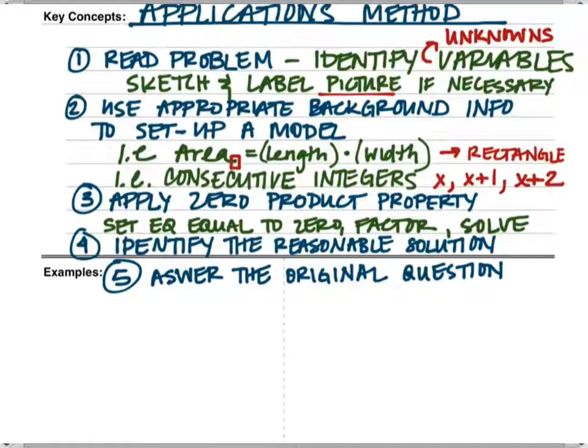method. So first we want to read the problem, making sure we can sketch and label a picture if necessary, identifying the unknown items. Then using appropriate background info, so if there's a model, some type of formula that we need. We can go ahead and apply the zero product property in order to solve, so that's where we would set one side equal to 0, factor it if possible, and then find the reasonable solutions. Once we have those reasonable solutions, we're going to go back and answer the original question.